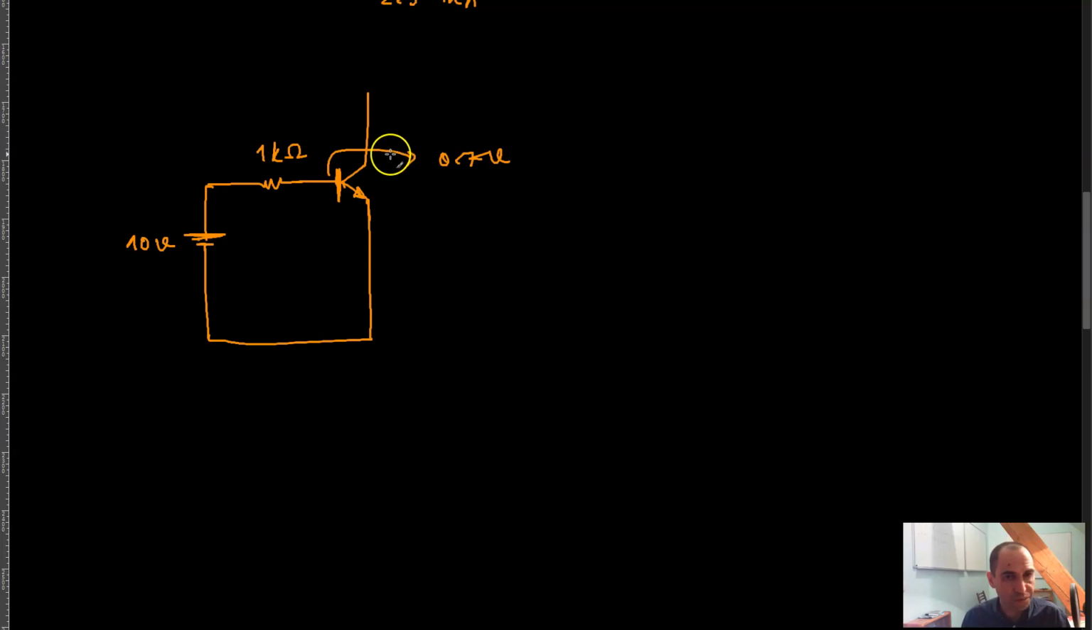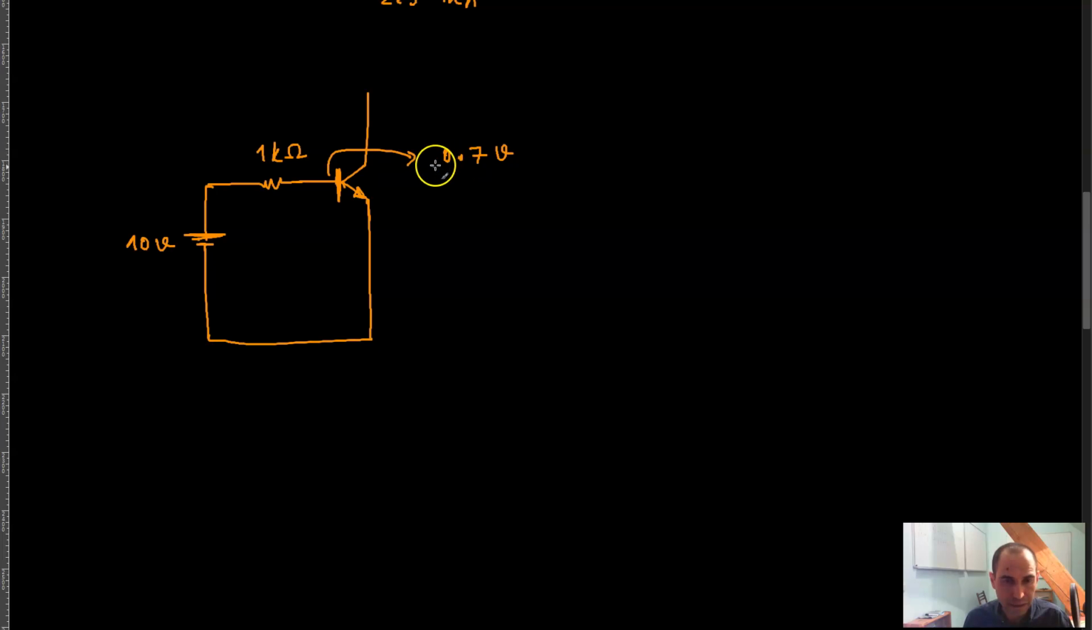So now the power supply has been increased to 10 volts. The resistor is 1 kilo ohm, and there is still the same voltage drop across the base emitter junction of the transistor, which is 0.7 volts, right?